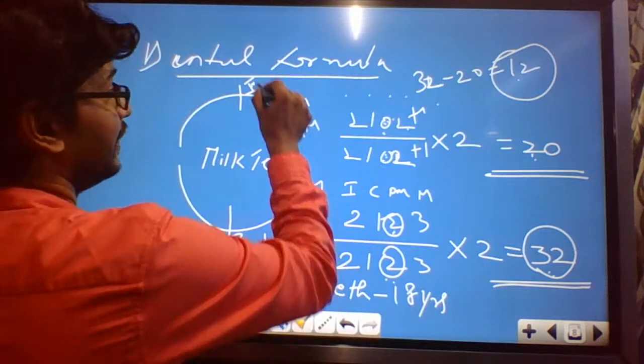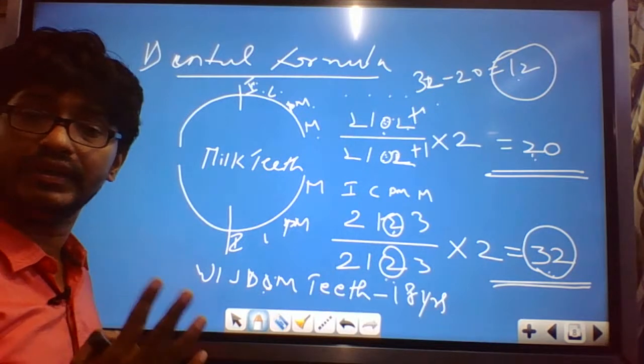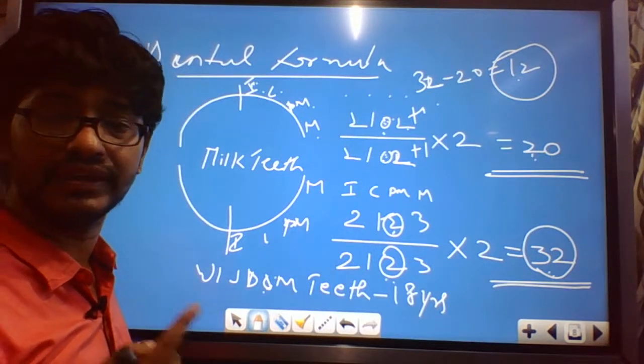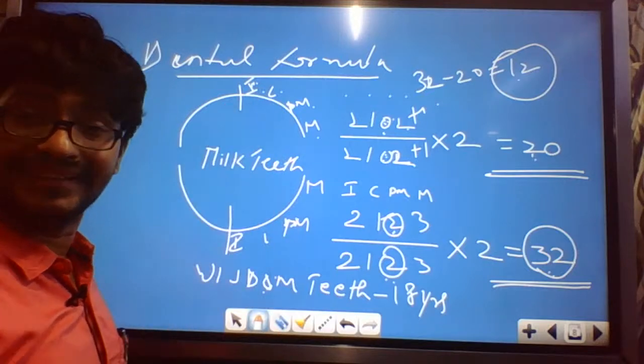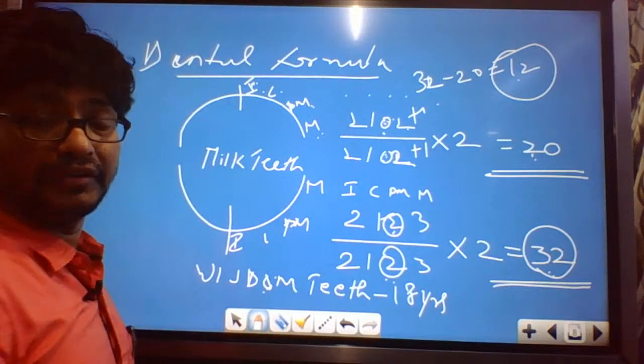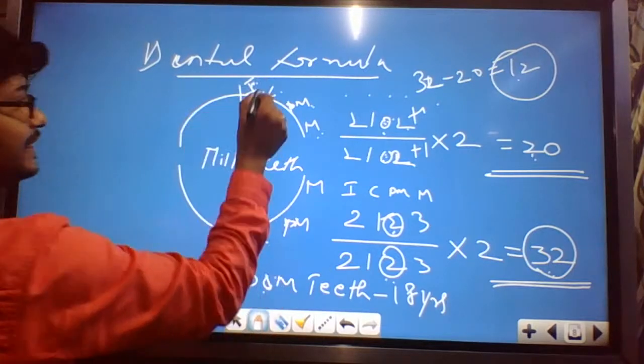You may ask about incisors, canine, premolar, molar: what is the main function of the incisors? Cutting, right? The main function of canine is tearing, and the main function of premolar and molar is grinding. So these are the functions of these four types of teeth. So incisors are for what?